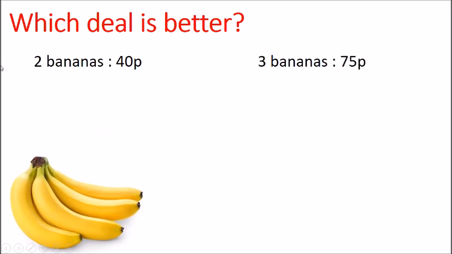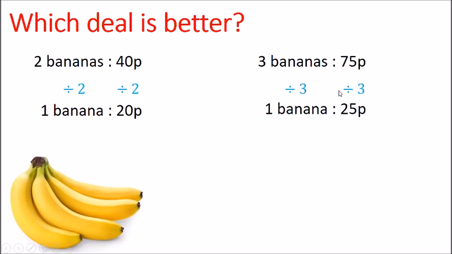Okay, so changing the question slightly again. So now I'm comparing two bananas for 40p with three bananas for 75p. It's not so obvious at the moment because I've got different quantities of banana. So just like before, let's work out the value of one banana. Right, so dividing both quantities in my first deal by 2, that tells me that one banana is 20p. And then to get from 3 bananas to 1 banana, I'm going to divide by 3, so that tells me that 1 banana is 25p, just like in the last few questions. So still, that first deal is better. It's now easy to compare them because my amount of bananas is the same, it's 1.